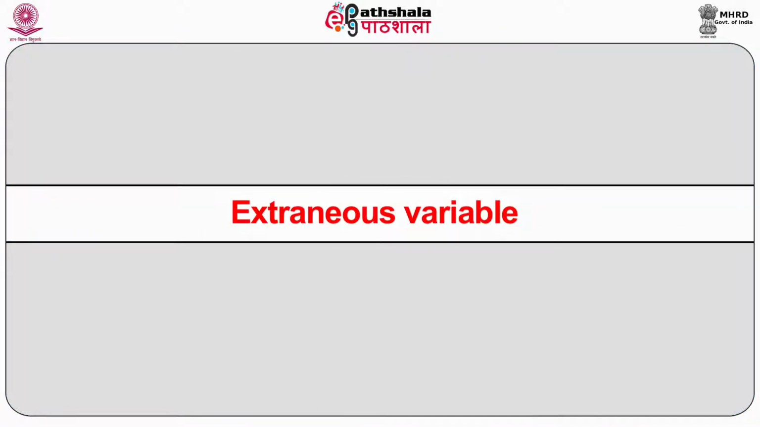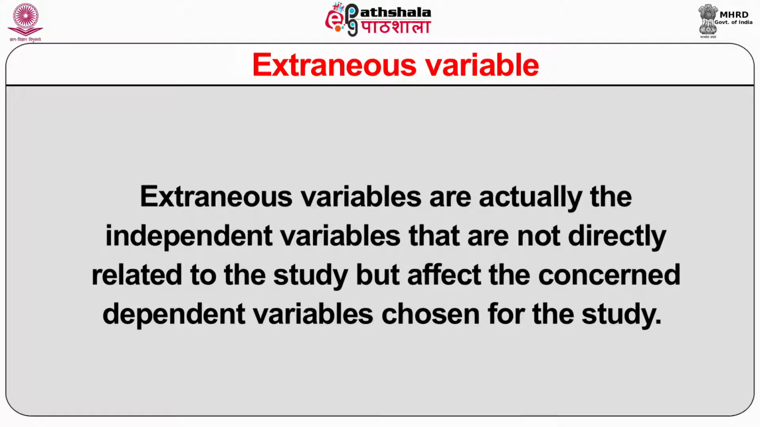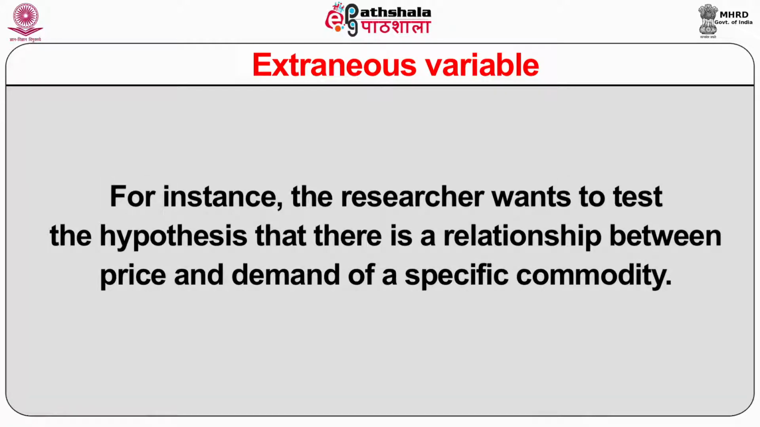The second is extraneous variables. Extraneous variables are actually the independent variables only that are not directly related to the study but affect the concerned dependent variable chosen for the study. For instance, the researcher wants to test the hypothesis that there is a relationship between price and demand of a specific commodity. In this case, the demand may be the independent variable and the price is the dependent variable. But other factors that are not part of the study, like competition, economic conditions, etc. are also affecting the prices and thus become the extraneous variables.